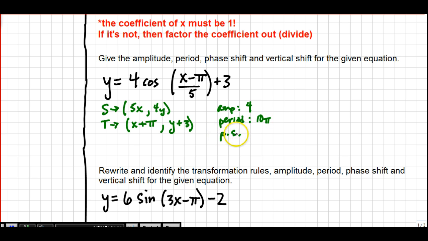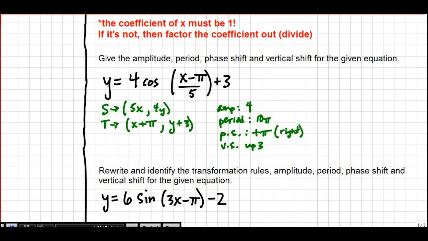Phase shift is next, and remember the phase shift is the same as the horizontal shift. It's being added to pi right now, so that means it's moving to the right by a value of pi or 180. So the phase shift I'm going to put here is a positive 180, positive pi or positive 180. Could also remark here that it is to the right. And then the vertical shift is the last thing we need to mention. The vertical shift is going to go up 3.